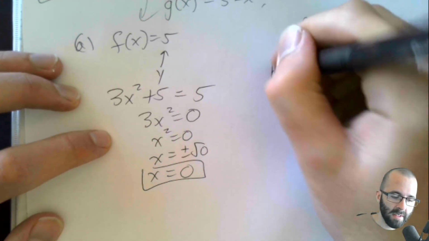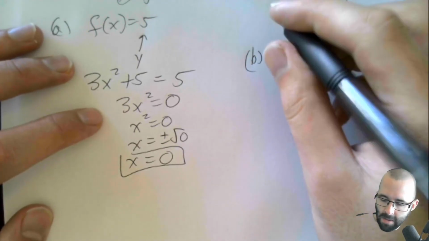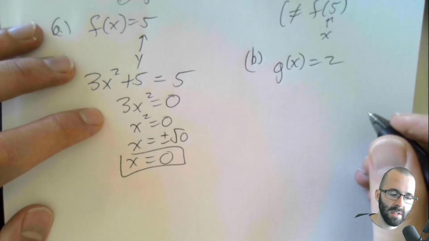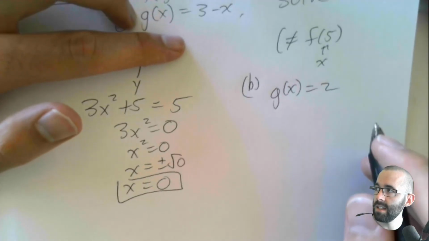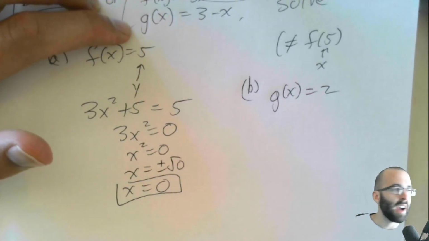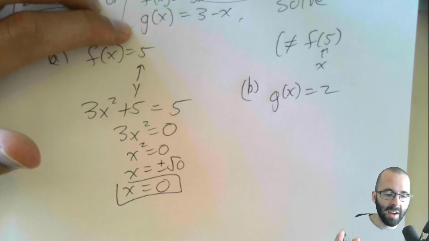Part B. Do part B over here. G of x. Solve g of x equals 2. And again, g of x is just 3 minus x. That's what g of x is. They are the same thing, identical in every single way.